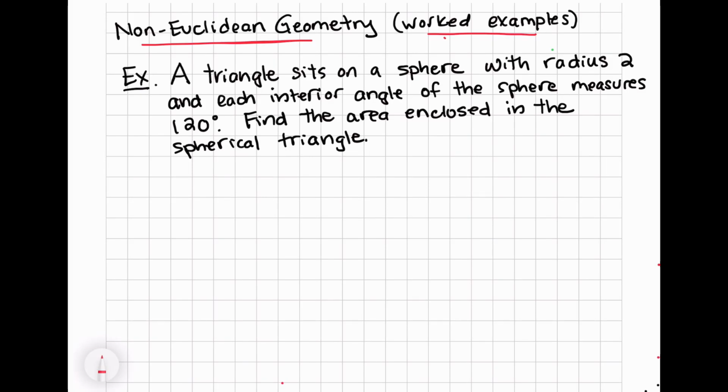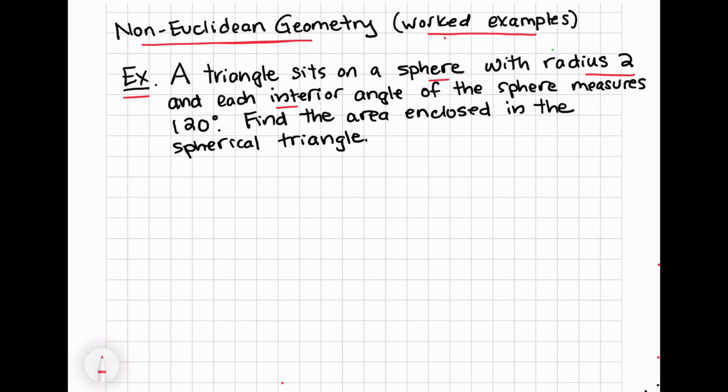So you will be reading about some new types of geometries, some non-Euclidean geometries. And in this video, we're just going to do some worked examples related to those reading assignments. So in the first example, a triangle sits on a sphere with radius 2. Each interior angle of the triangle measures 120 degrees. Find the area enclosed in the spherical triangle.